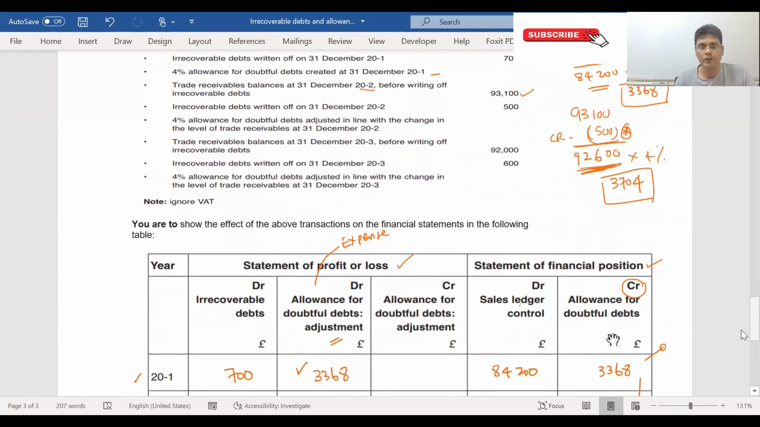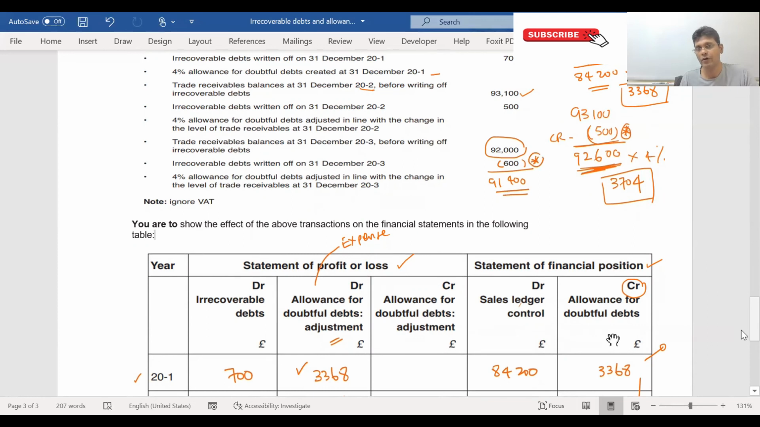Okay, now let's move on to 2003. In 2003, the receivable amount is 92,000. From that, the irrecoverable debt write-off is 600. So when you remove this 600, what should be your receivable balance? 91,400.